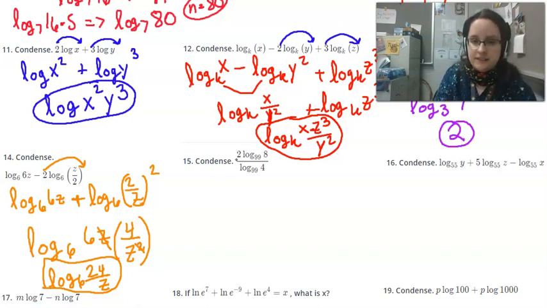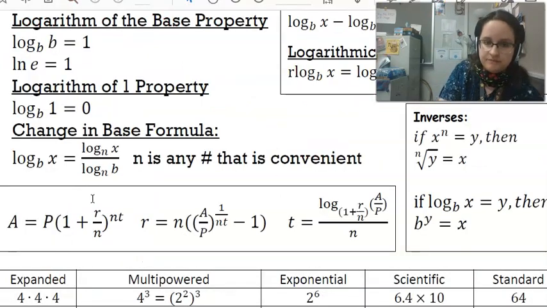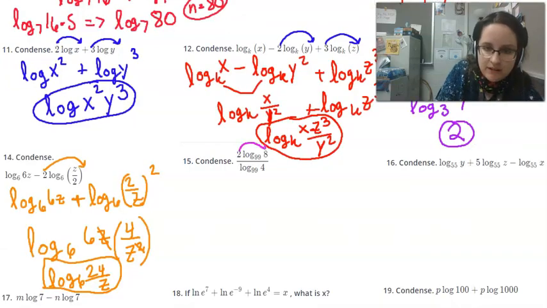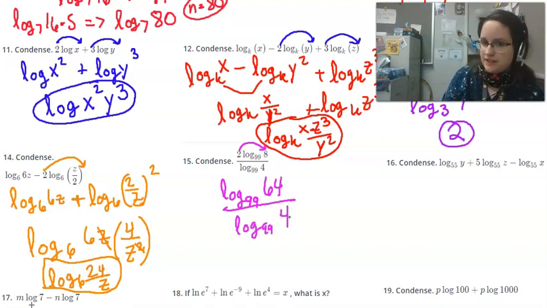Alright, on number 15 it says condense 2 log 99 of 8 divided by log 99 of 4. It looks like another one of those that we could use the change of base formula. First, let's go ahead and use the power rule to move this 2 in. So it would be 8 squared, which is 64. So we have log 99 of 64 divided by log 99 of 4. So again, with the change of base formula, we can say that's the same thing as log 4 of 64. 4 to the third power is 64.